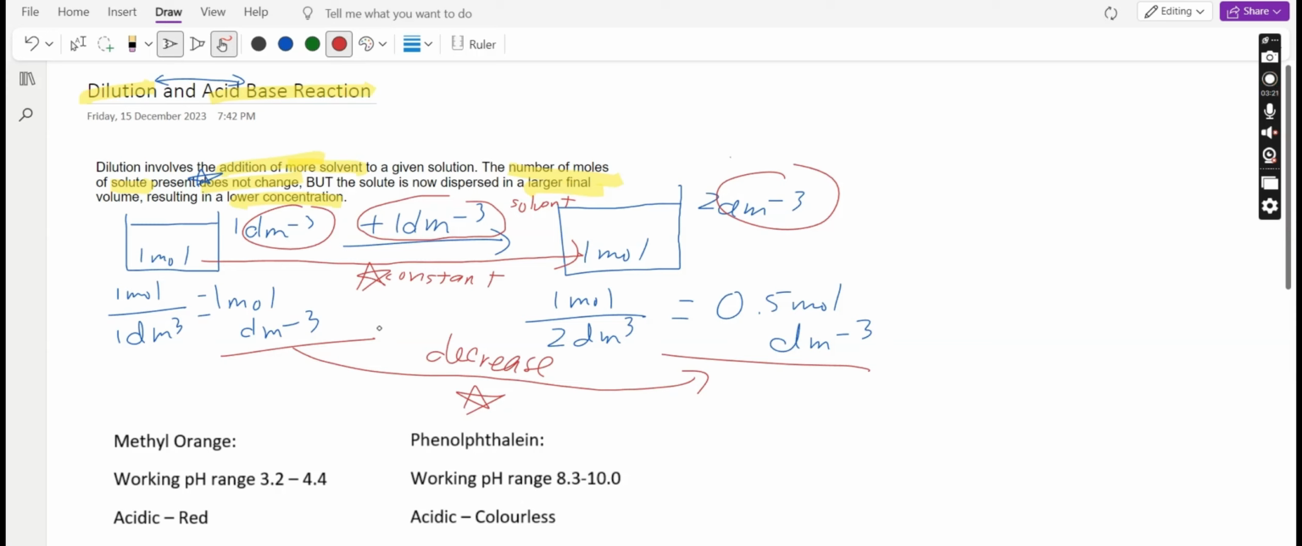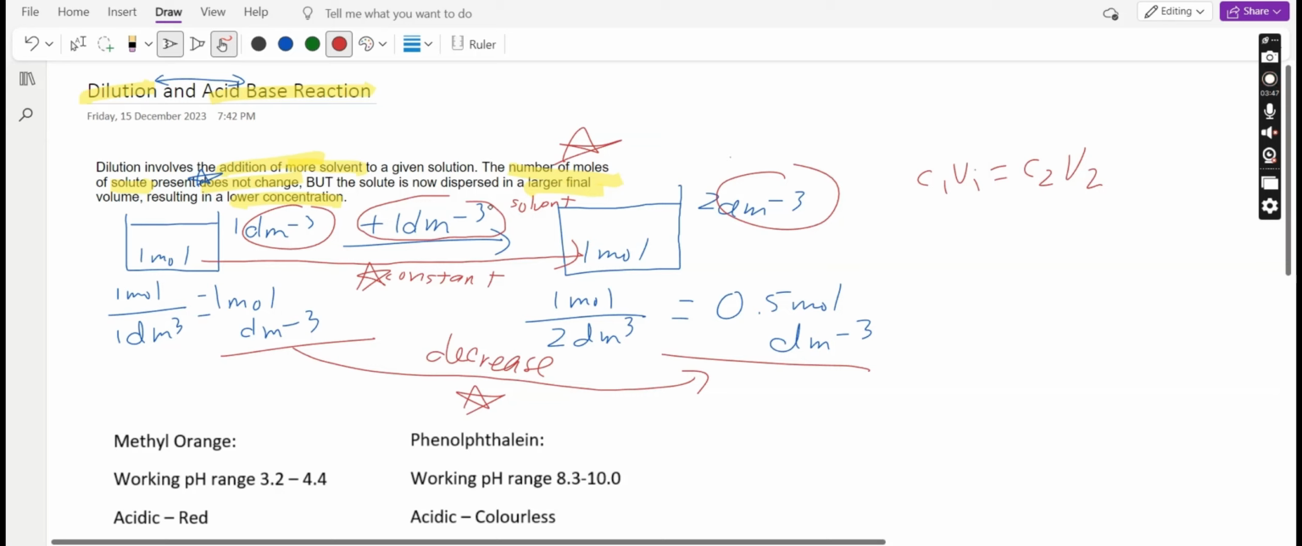So I know that many of you have come across this equation called C1V1 equal to C2V2 earlier on, and it's a useful formula, but I just want to emphasize this understanding to remember that your number of moles of solute does not change. It is important to keep in mind as you go through doing your dilutions and calculations, in both your theory and your practical.